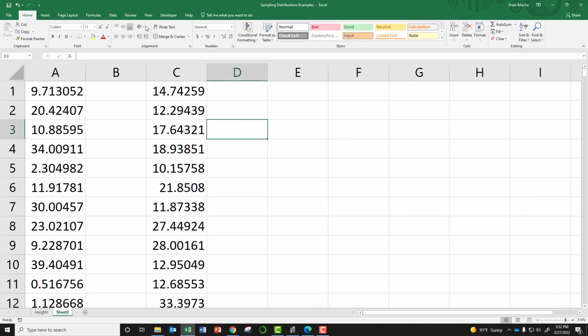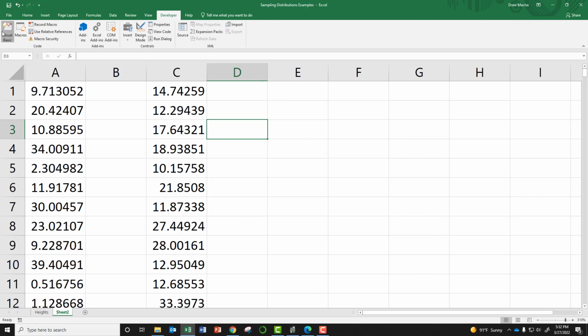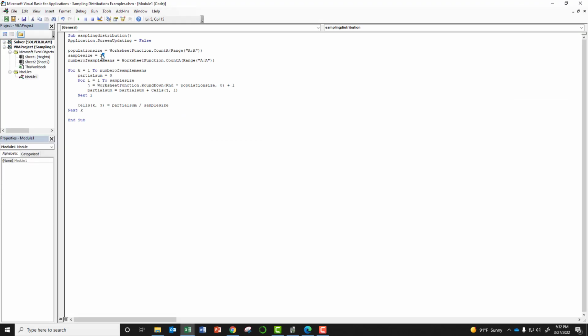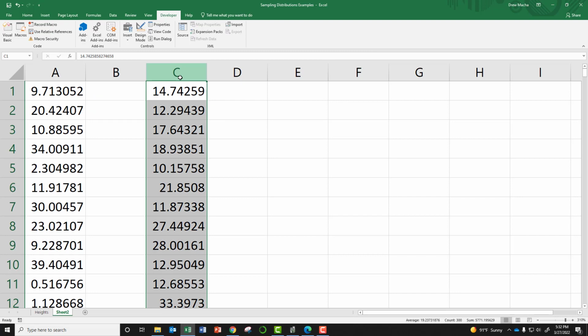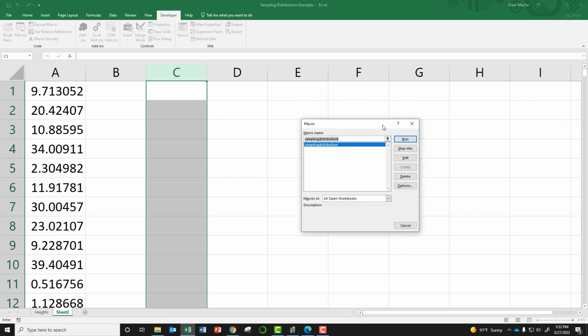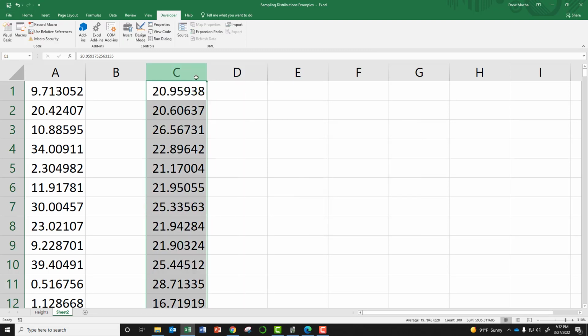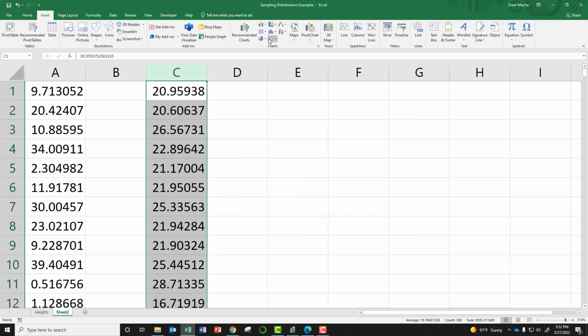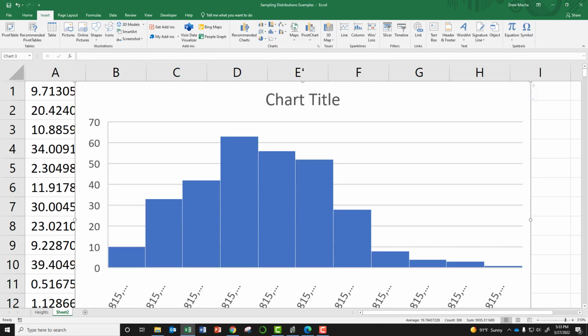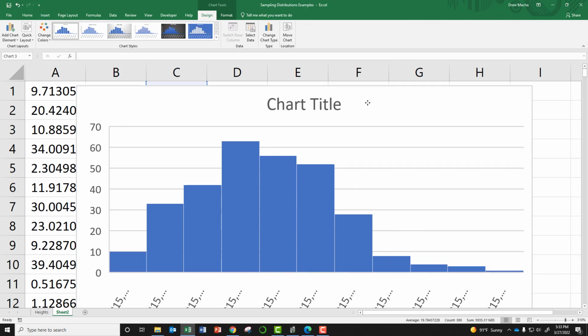So let's try this again. This time I'm going to tweak my program to tell it to pick up a sample size of 30 students before calculating the sample mean. And I'll clear out this column. We're keeping the same raw data. Running the program again, and this time when I insert a histogram, well, it looks a little bit more normal.